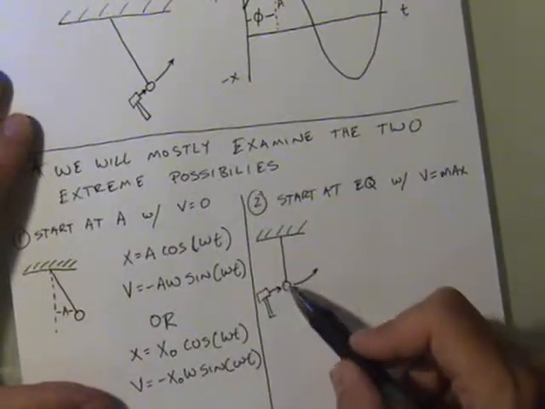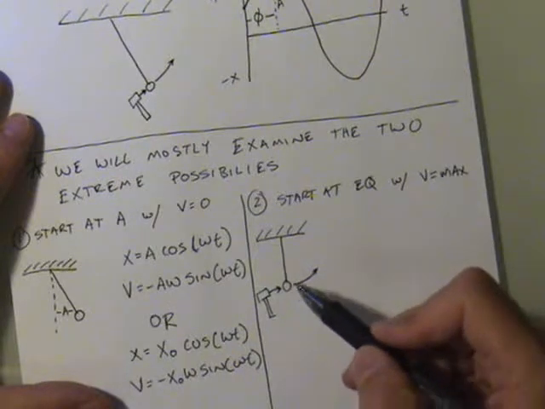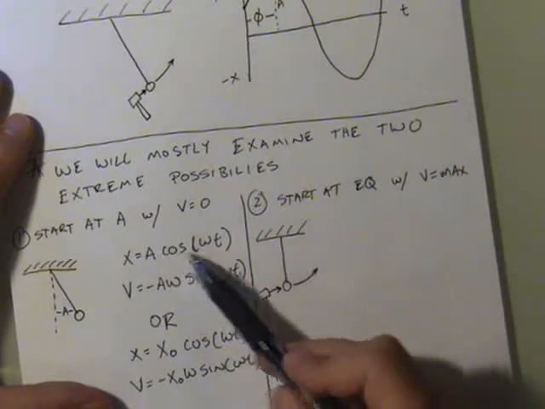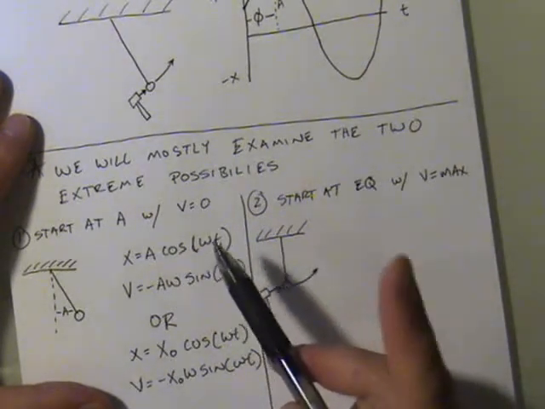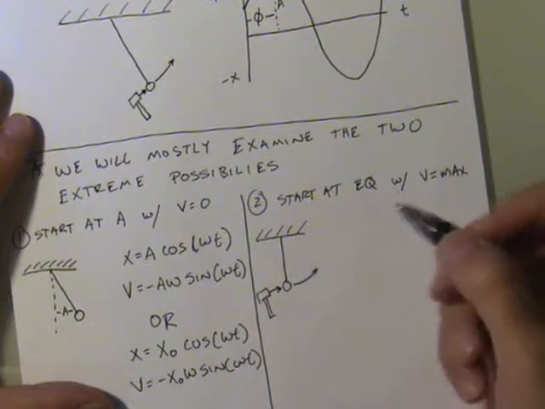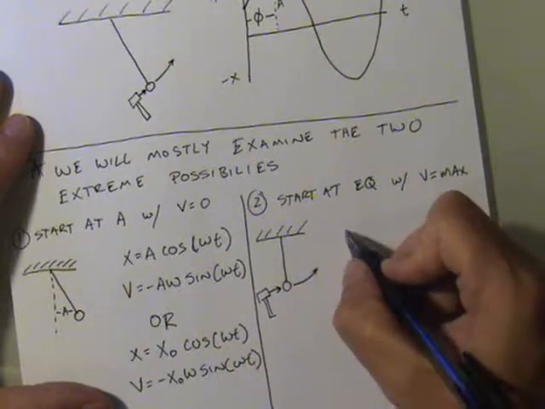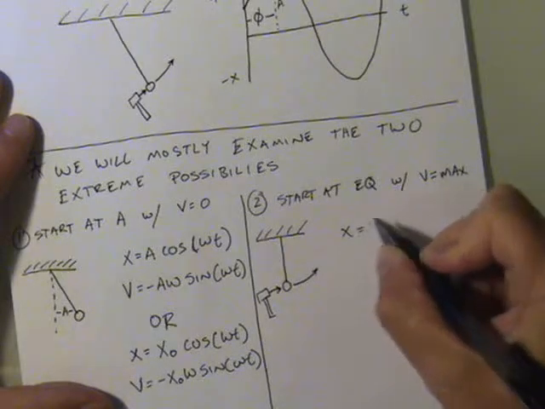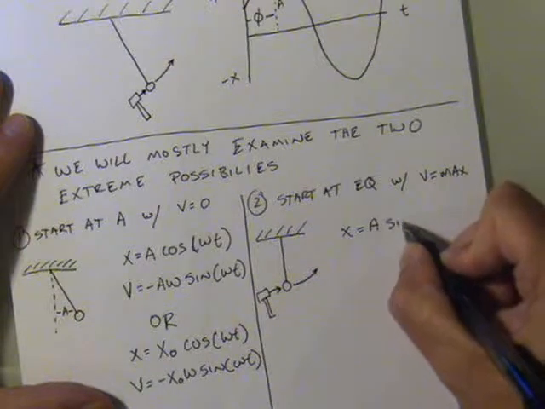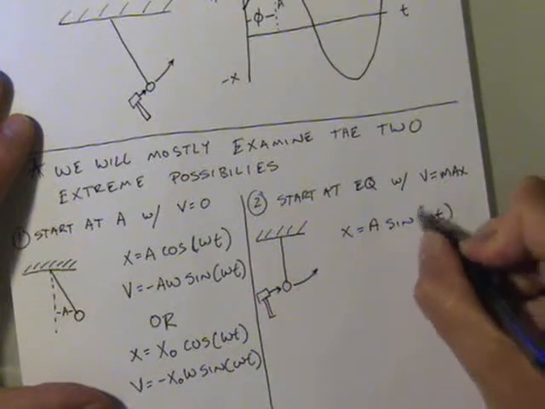Now, here's what we could do. We could use a phase factor of 90 degrees, or pi over 2, to account for the fact, and then we could use the same equation. But since the sine and cosine are naturally out of phase with each other by pi over 2, or 90 degrees, what we could do is simply flip the functions. So we could say x is equal to a sine omega t.